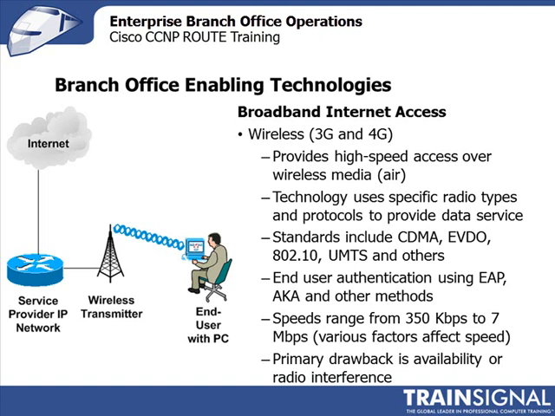Speeds can range from 350K to 7 megs, and there are a variety of factors that can affect speed: the quality of the connection, are there interference elements, is it line of sight, and so forth. The primary drawback obviously is going to be availability. For instance, you can get 3G in many, many places. 4G can be a lot more selective and spotty. And obviously, because it's a wireless medium, radio interference can be a factor.